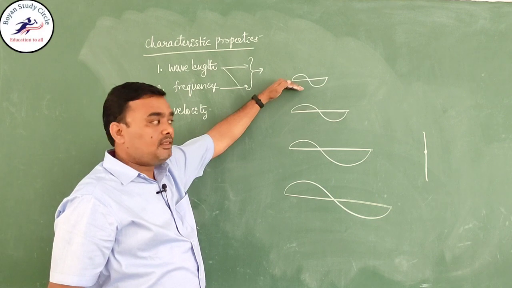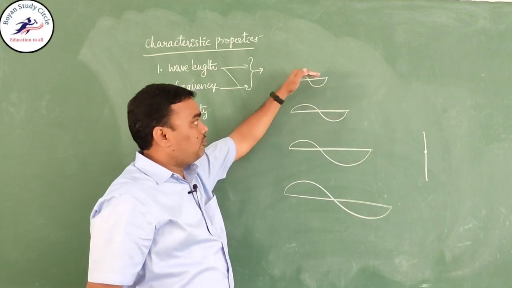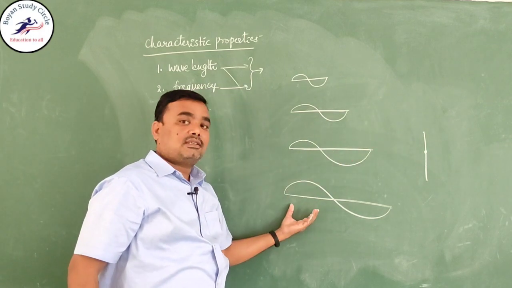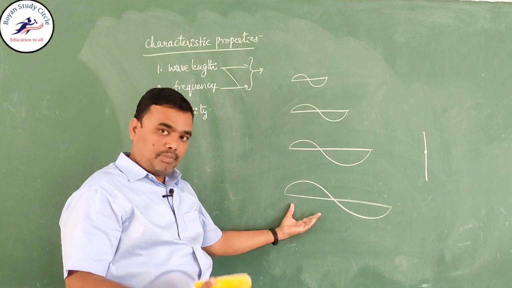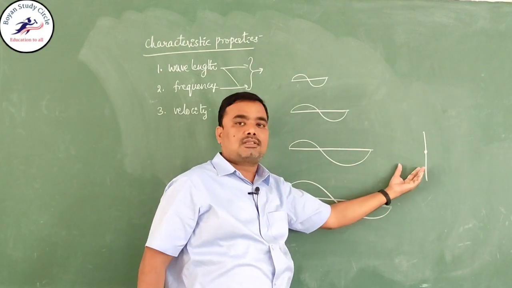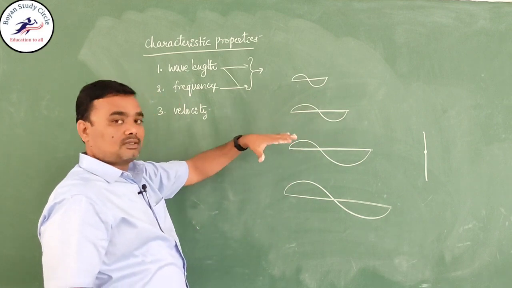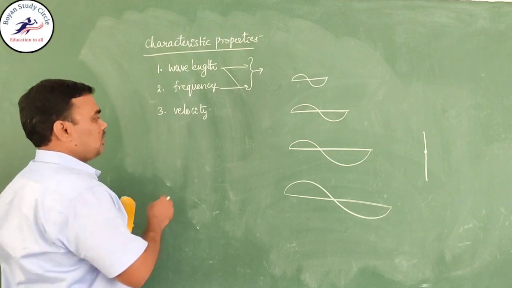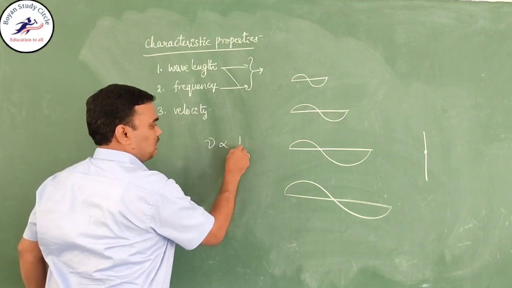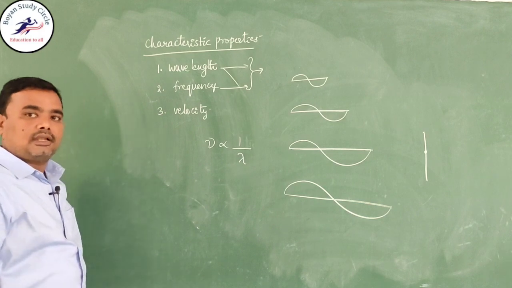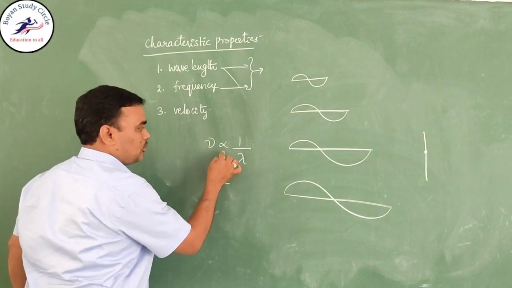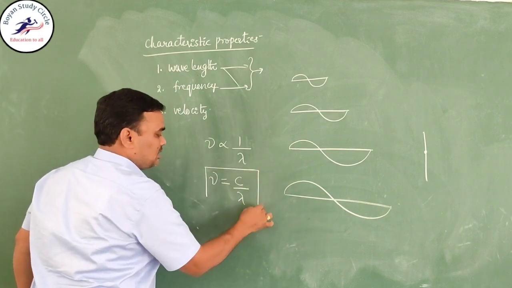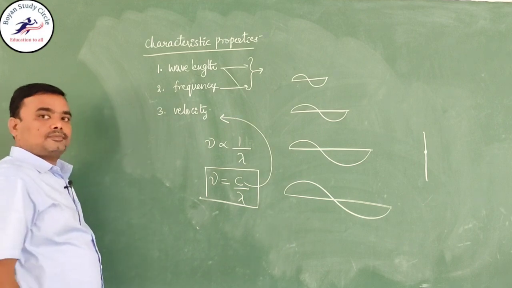The smaller the wavelength, the more the frequency. If the wave is smaller, more waves cross a particular point. If the wavelength is higher, fewer waves cross a particular point. That means wavelength and frequency are inversely proportional to each other. Whenever you remove this proportionality, you will get a constant called c. This c is nothing but the velocity of light.